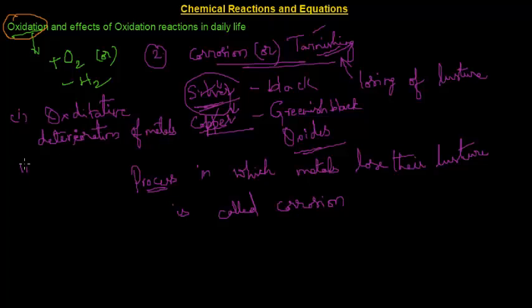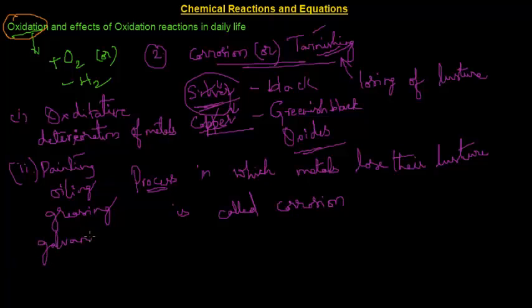Second thing is corrosion prevention. How to prevent corrosion? Corrosion can be prevented either by painting, oiling, greasing, galvanizing, or by making alloys. Now let us see one by one.